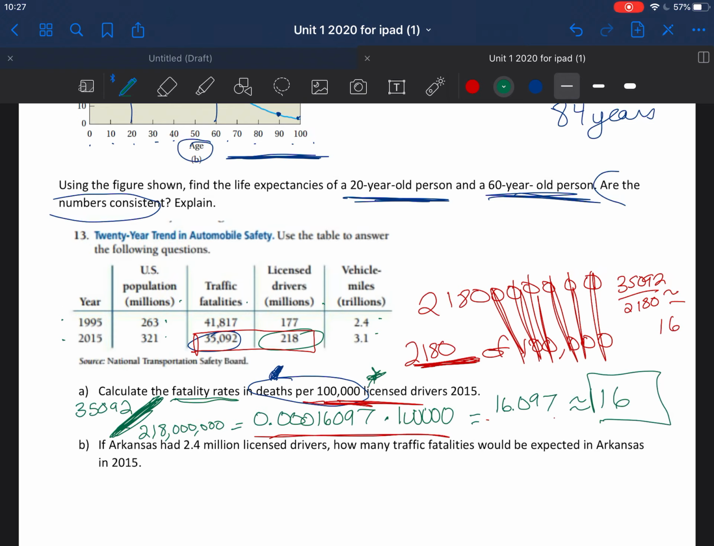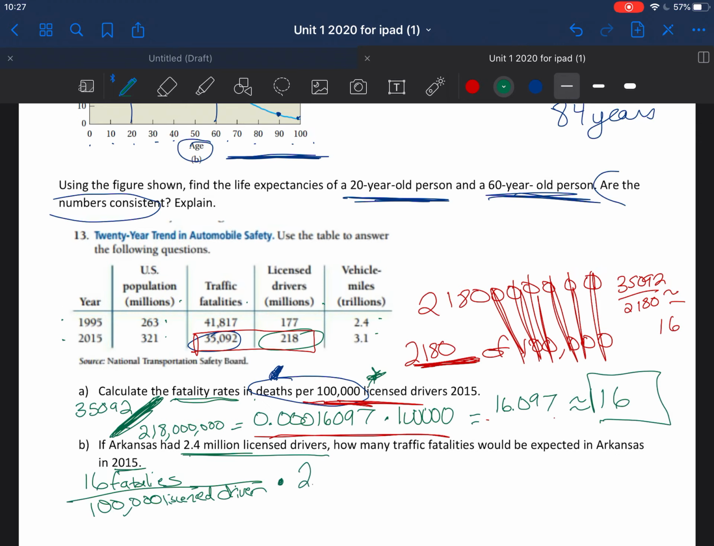Another thing we can do is take this data and make it work for whatever size group. So we know that there are 16 fatalities per every 100,000 licensed drivers. That's what we learned just a second ago. And if we know that there are 2.4 million licensed drivers in Arkansas, which there were pretty recently, how many traffic fatalities could we expect in Arkansas? So again, this is 2015, so all of the data works in terms of the same time frame. And just like up here, to get it from deaths per person to deaths per 100,000, we multiplied by 100,000. We're going to do the same thing here.